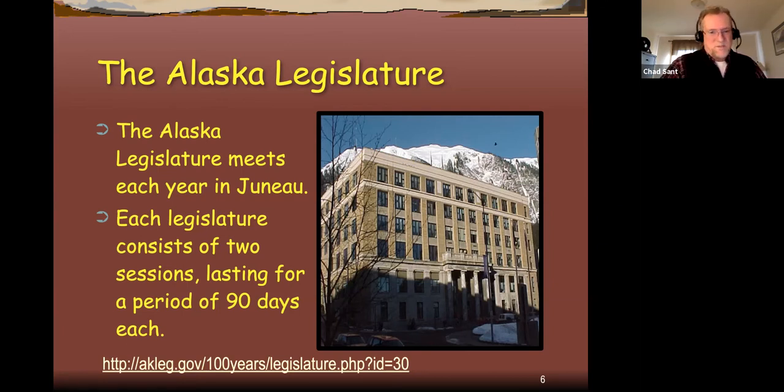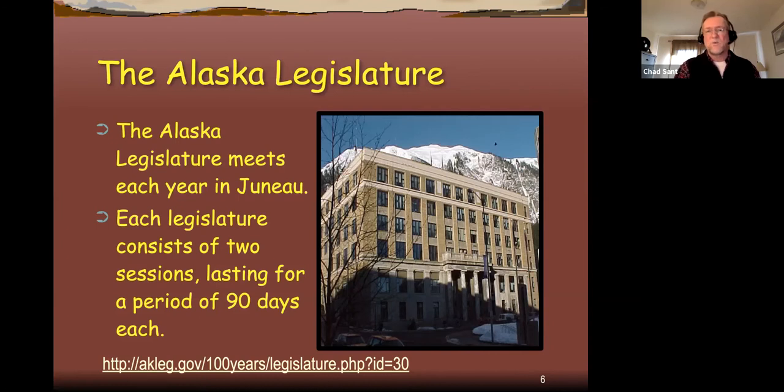But the Alaska Legislature meets each year in Juneau. They are supposed to meet for 2 sessions lasting for a period of 90 days. But as you will find out, they have a lot of special sessions that can be called by the executive, the governor. So, you know, people say, well, they don't really earn their keep if they're only working for 180 days out of the year. I can assure you they work a lot more than 180 days out of the year, especially if they're called into special sessions.